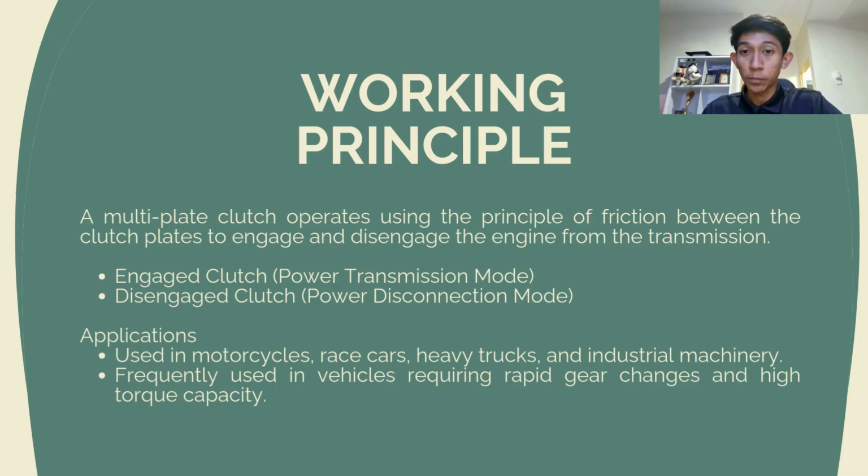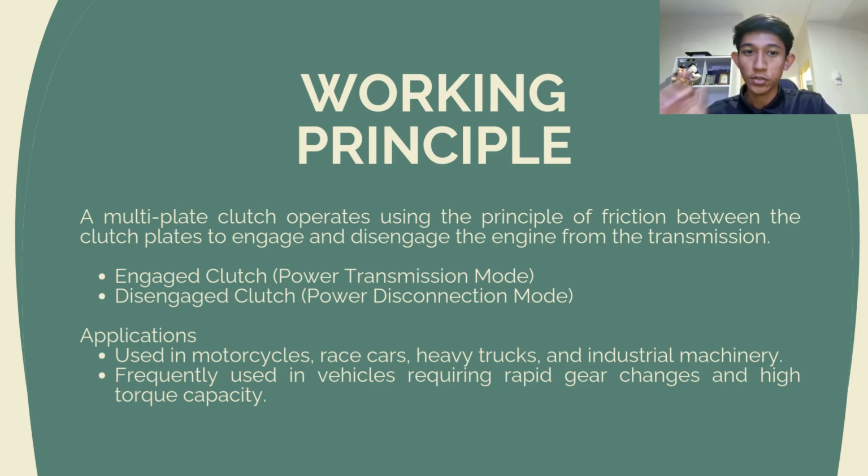So, what is the working principle of the multi-plate clutch? A multi-plate clutch operates using the principle of friction between the clutch plates to engage and disengage the engine from the transmission itself. So, we have two modes: engaged clutch, the power transmission mode, and disengaged clutch, the power disconnection mode. So, what are these two all about? For the first one, when the clutch lever or pedal is released, the pressure plates push the friction plates and steel plates together, creating a strong friction force.